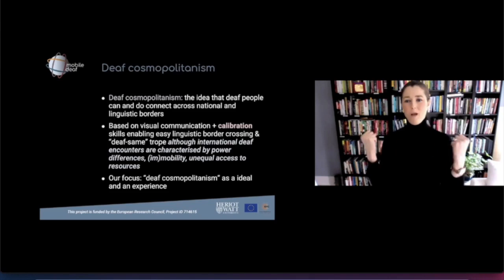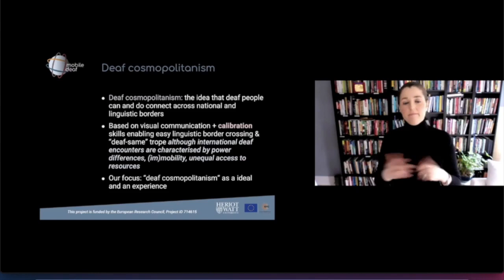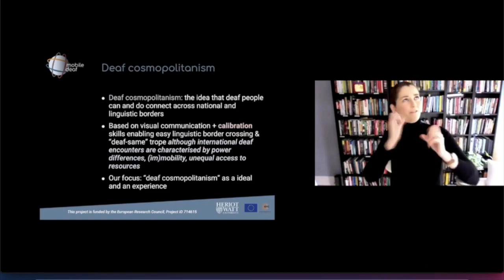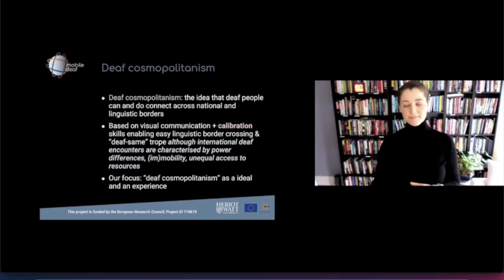We do know that there are power differences in terms of international deaf encounters. So, for example, whether people are mobile or immobile, whether they have equal access to resources and so on. And it's important to recognise those differences. For us, however, our focus on deaf cosmopolitanism is that it's an ideal and an experience that we can explore.